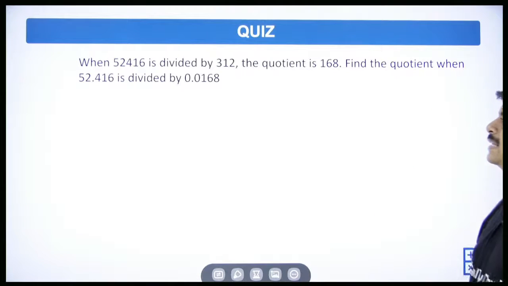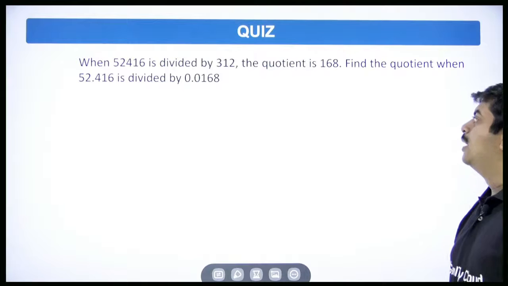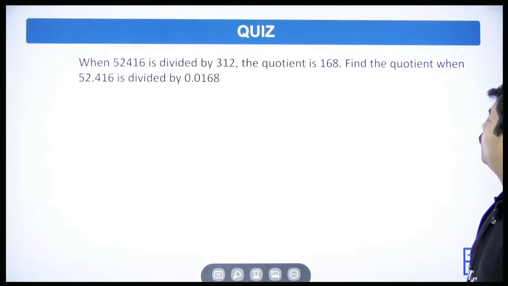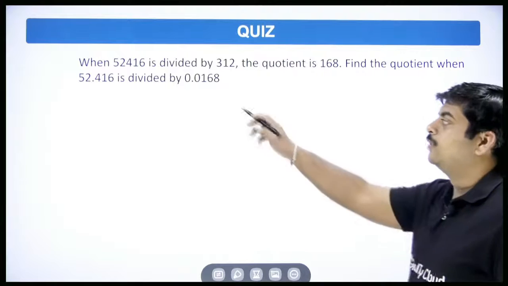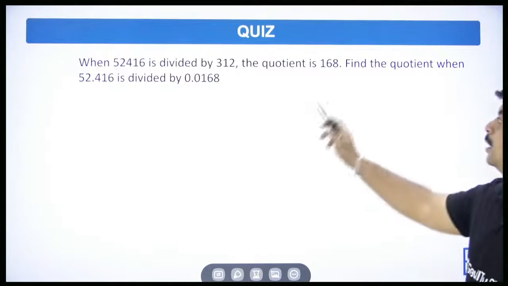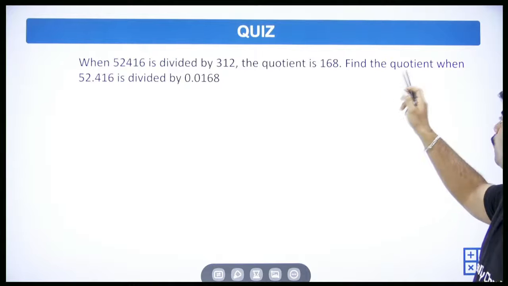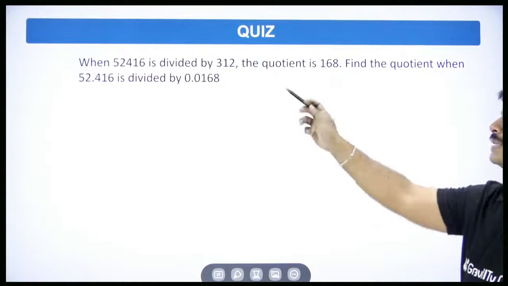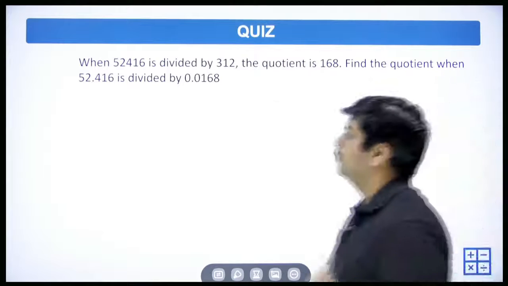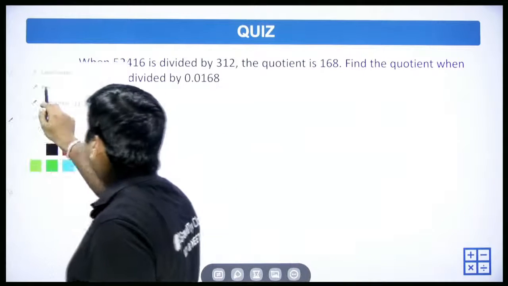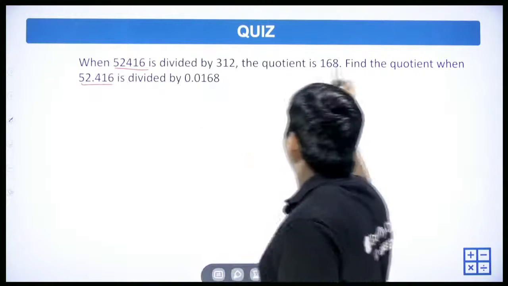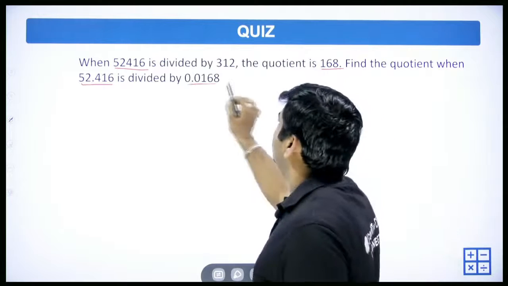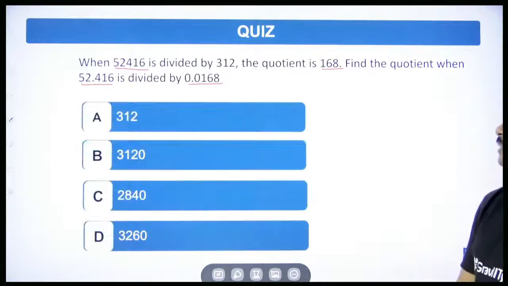When 52416 is divided by 312, the quotient is 168. Find the quotient when 52.416 is divided by 0.0168. You should be very careful here, with all the decimal values. 52416, 52.416, and here it is 168, here it is 0.0168. So please quickly do that. Let's see what is the answer.